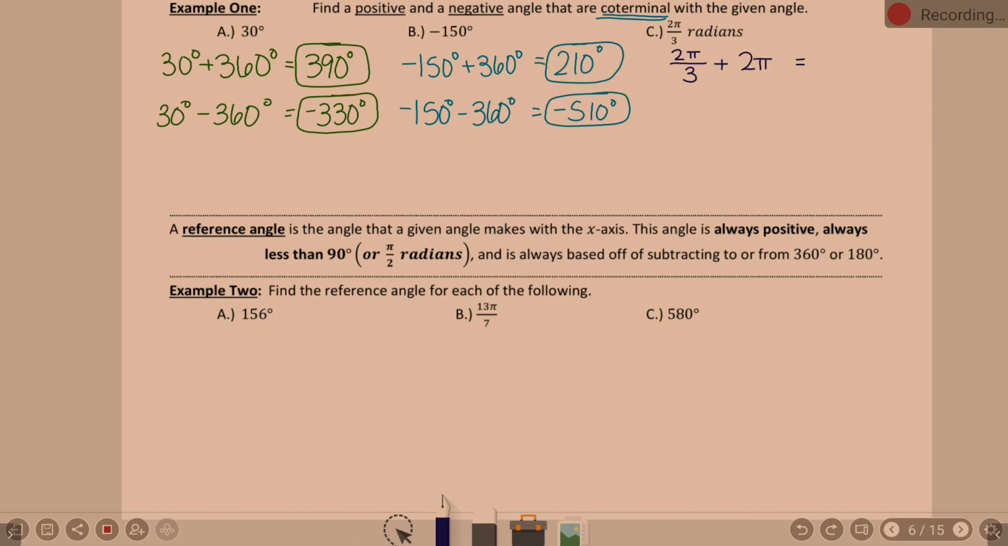Make it improper. That works. Also, what is 2 as a fraction? It's 2 over 1. What would a common denominator be? We'd have to have a denominator of 3. And what is 2 when we start talking about 3? That's going to be 6/3. So could you just add 6 pi over 3? What's 2 pi over 3 plus 6 pi over 3? 8 pi over 3.